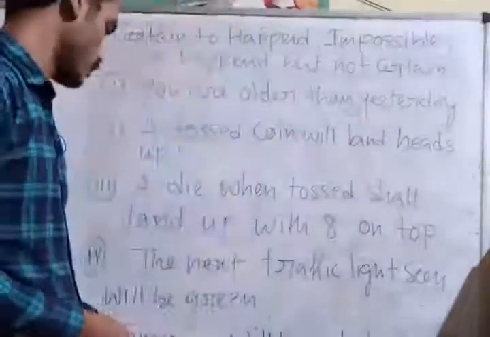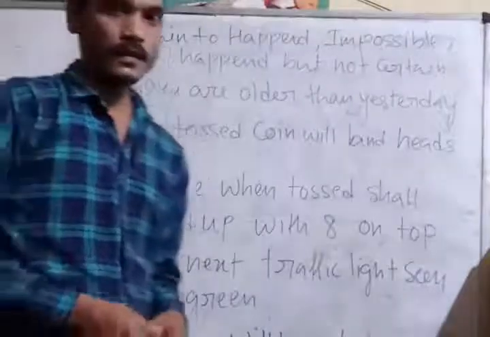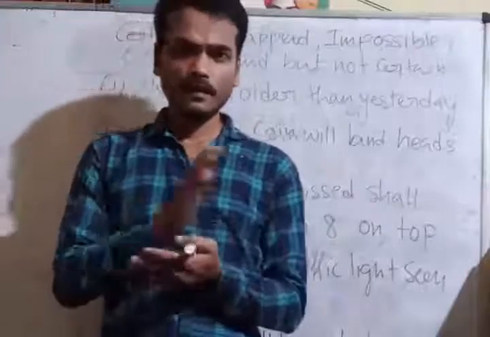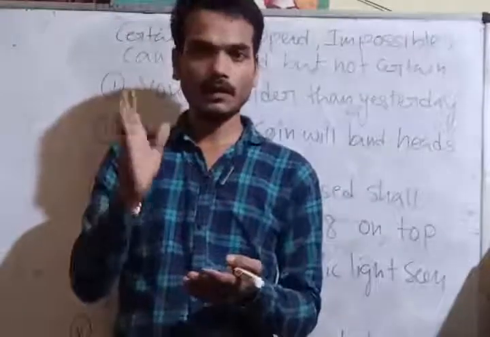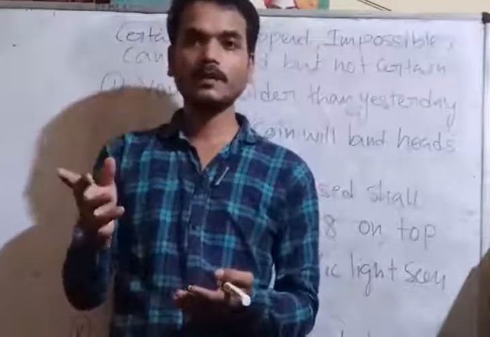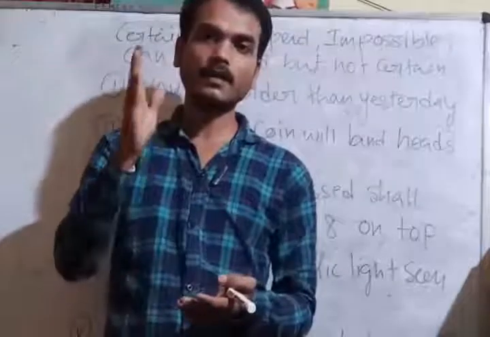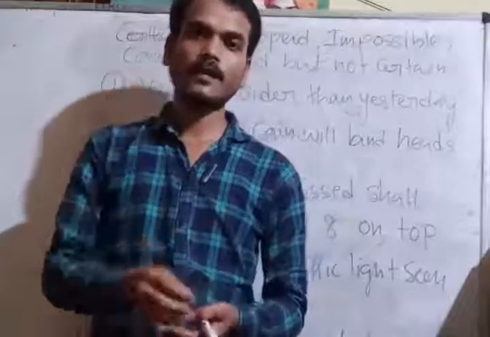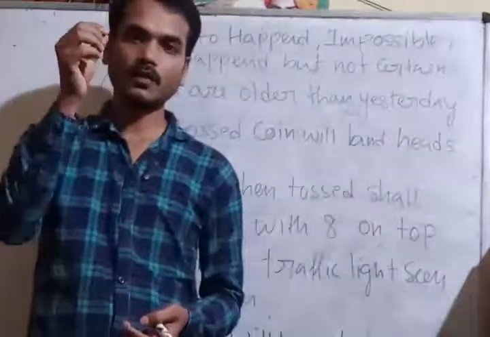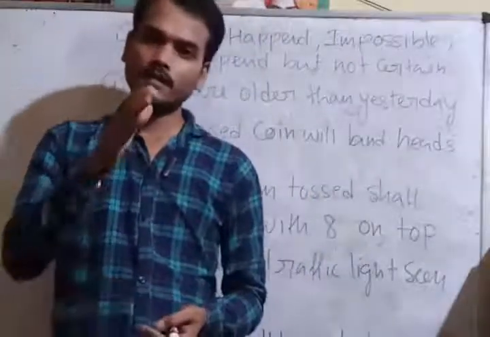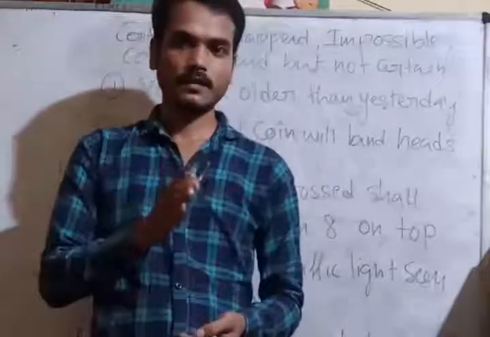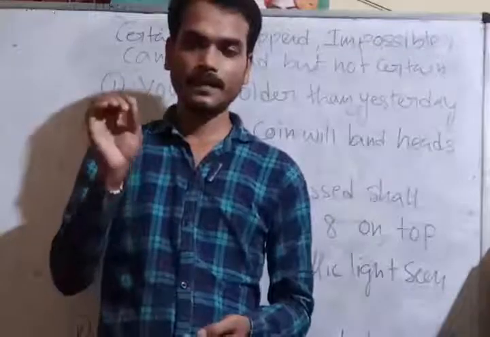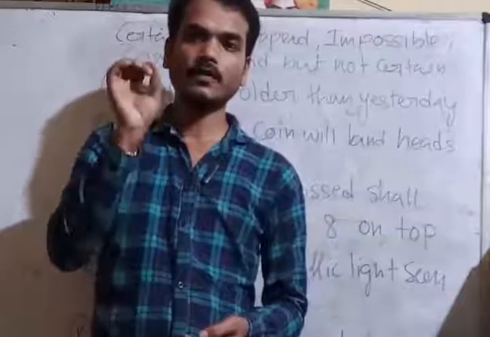The last one is: tomorrow will be a cloudy day. Similar thing. Tomorrow will be a cloudy day or rainy day. Anything can happen. You cannot say that tomorrow will be a cloudy day only, but it may be a cloudy day also. That is why it is can happen but not certain, because this is not a fixed thing, nobody can say.